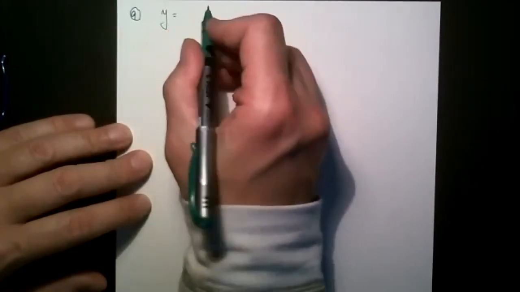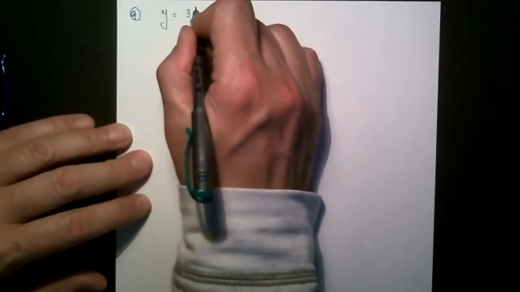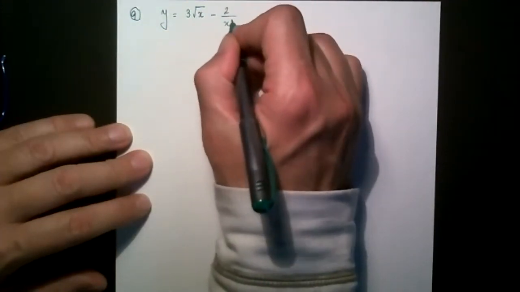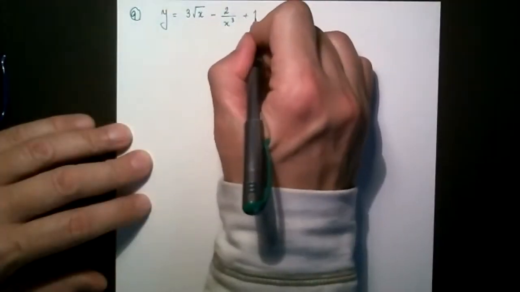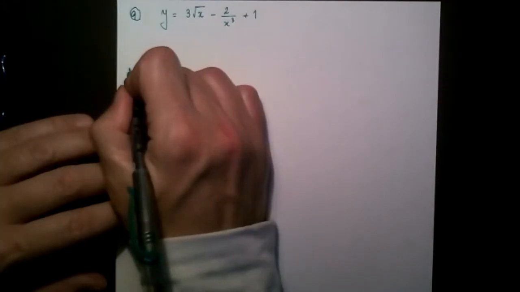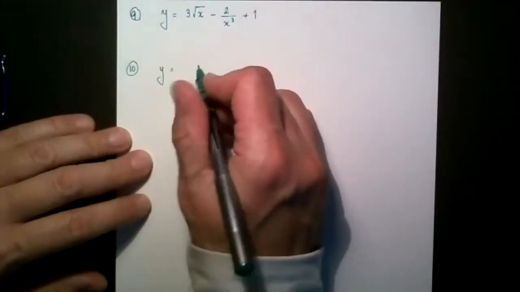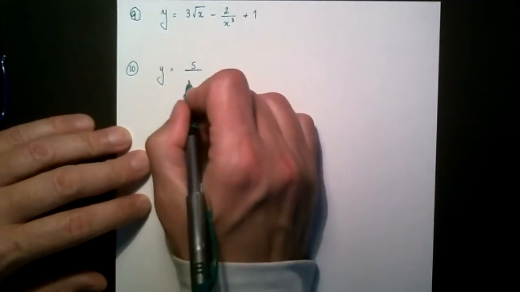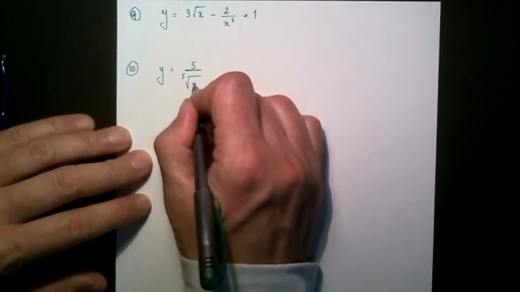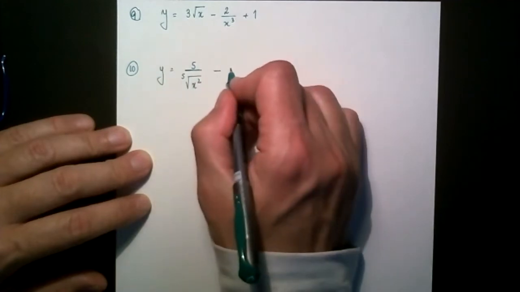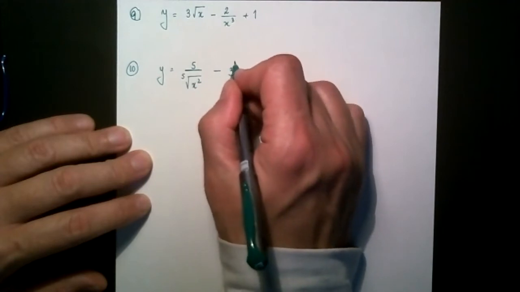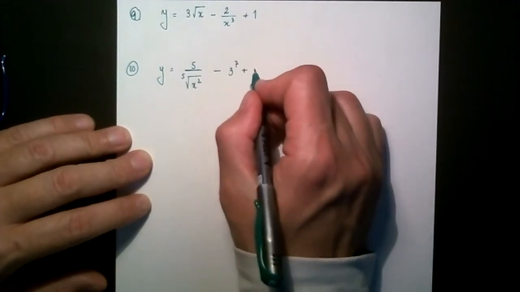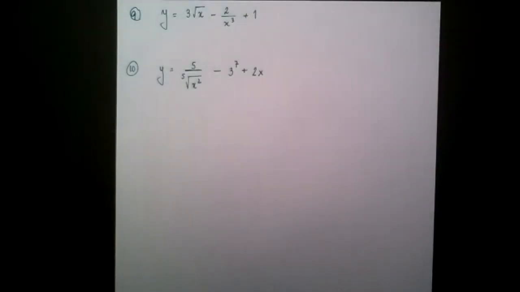Let's say y is equal to 3 square root of x minus 2 over x cubed plus 1. Number 10, y is equal to 5 over the 5th root of x squared, minus 3 to the power 7, plus 2x. Okay, just these two.